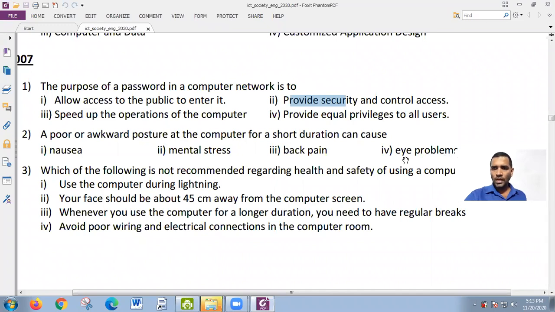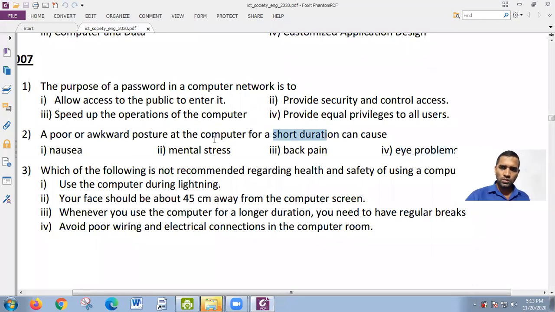Right, look here, eye problem. Okay, let's discuss one by one. Eye problem is not for short distances, because an eye problem would definitely be experienced in the long term. So the question is about awkward posture for a short duration.